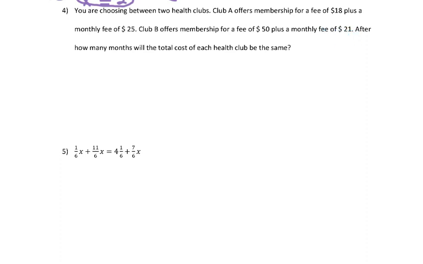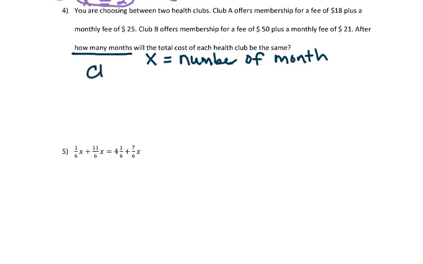Now, I've already taught you that you always want to look for the question to determine what your variable is. So the question is how many months, so we are going to say that x equals the number of months. Alright, so let's take a look. We have Club A and we have Club B.